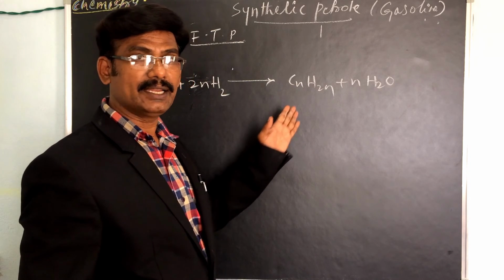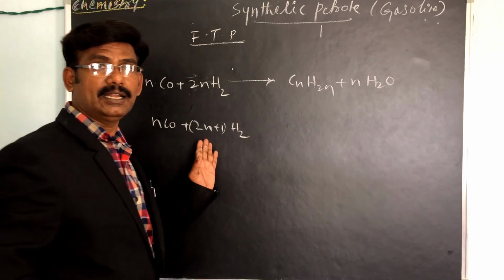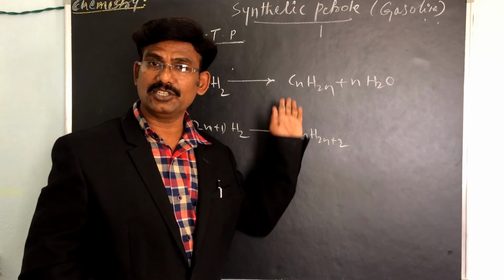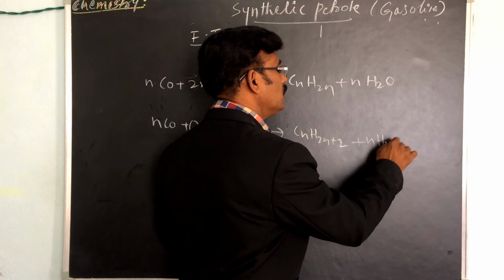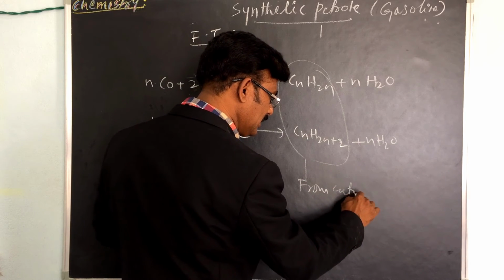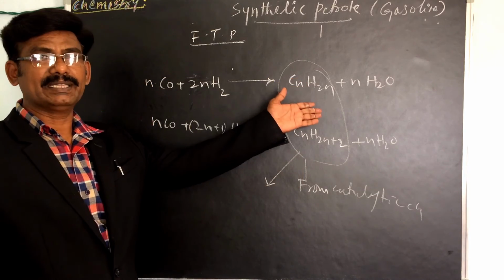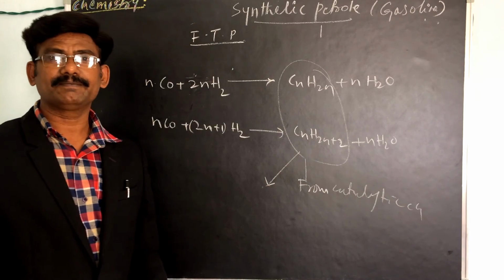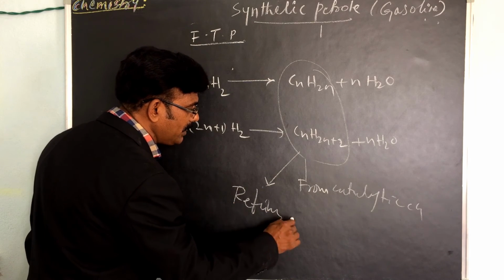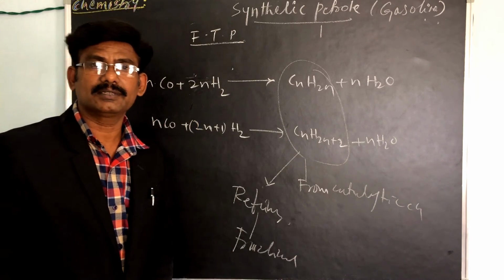So what is the formula? This is CnH2n. And then N number of carbon monoxide plus 2n plus 1 number of hydrogen. So we will get CnH2n+2. Saturated and unsaturated, both compounds we will get. So these compounds result from the catalytic chamber, or converter. From this mixture of hydrocarbons, saturated and unsaturated compounds, from this reaction mixture, we can do refining of this crude oil liquid and fractional distillation.